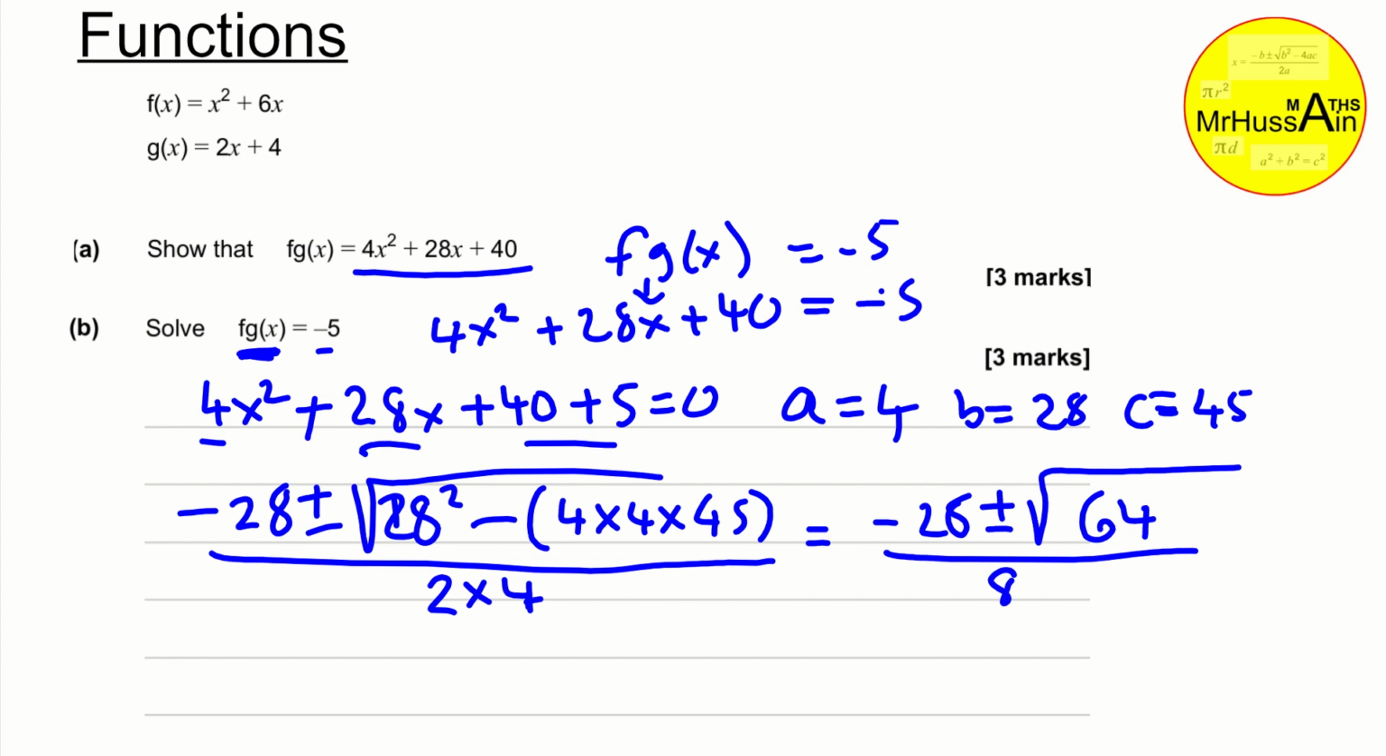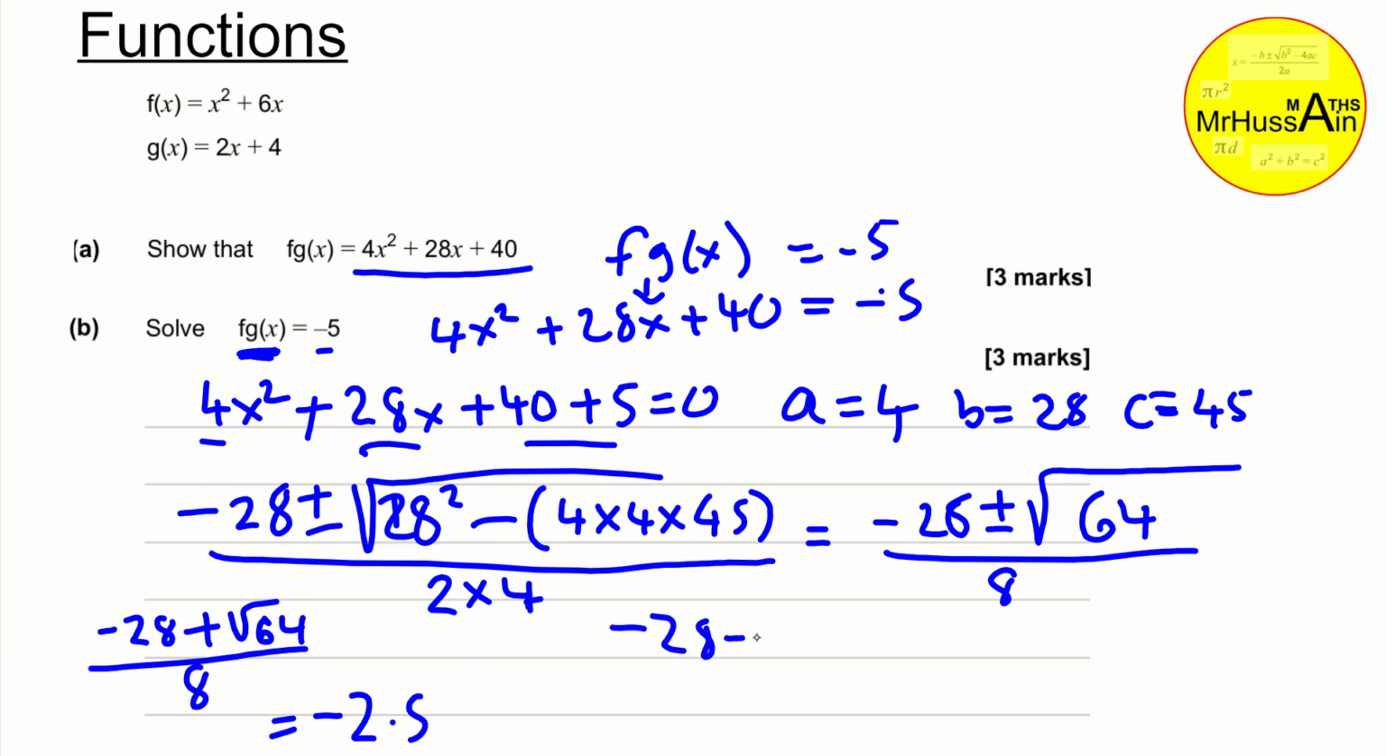Your 2 solutions, one of them will be minus 28 plus root 64 divided by 8, and that will be minus 2.5. Your other solution will be minus 28, take away square root of 64, which is 8, divided by 8, and that will be minus 4.5. There you have it.